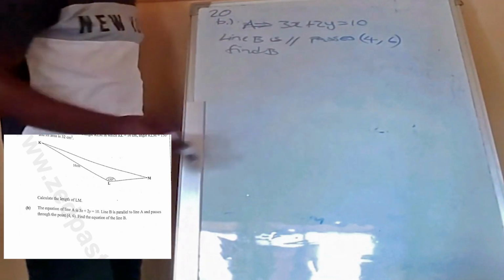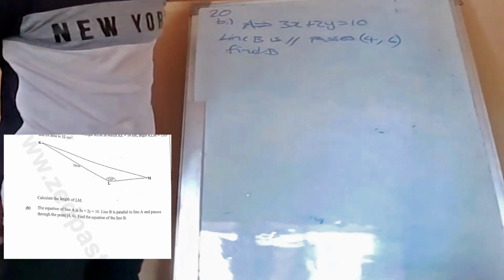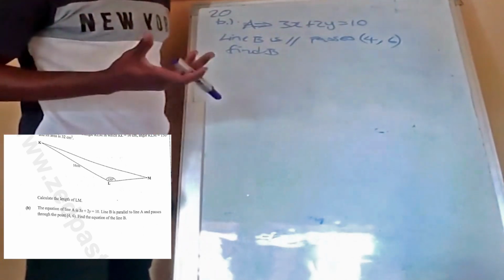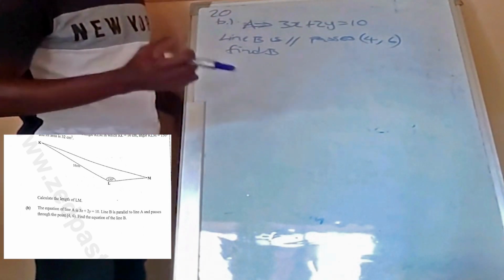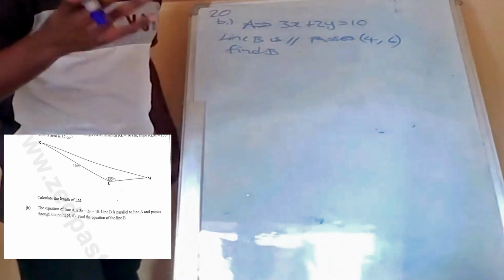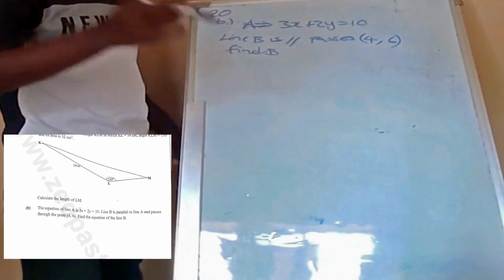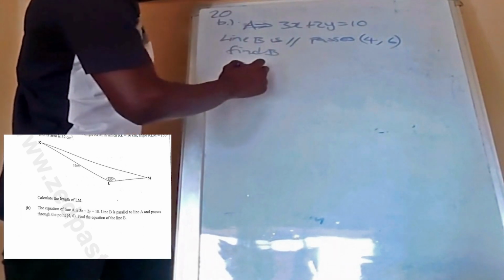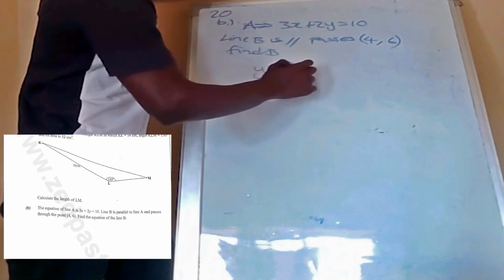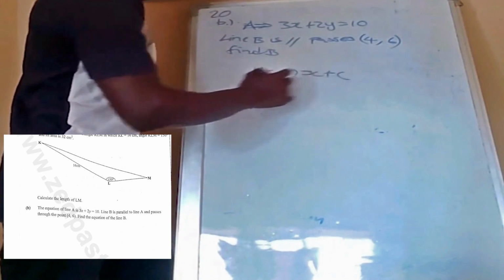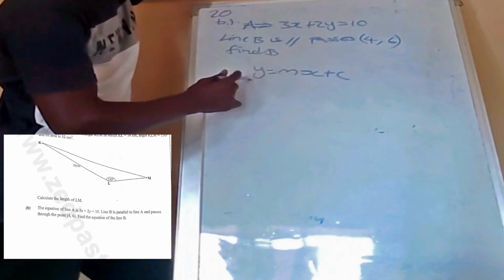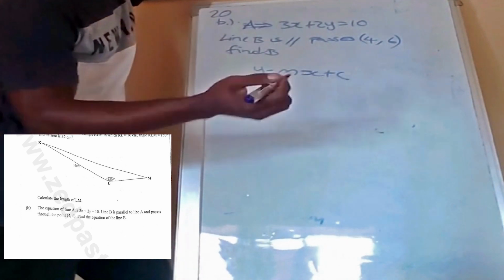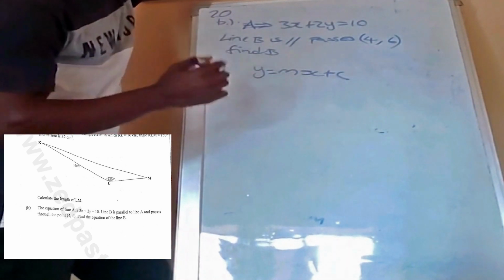So why are we given line A? Line A is given to us so that it can help us find the gradient of line A, which is the same as the gradient of line B, as they are parallel. Parallel lines have the same gradient. So how do we find the gradient? You know that the equation of a line is given by y equals mx plus c. So we just need to isolate the y and push everything to the other side, and we find the coefficient of x, and that is our gradient.